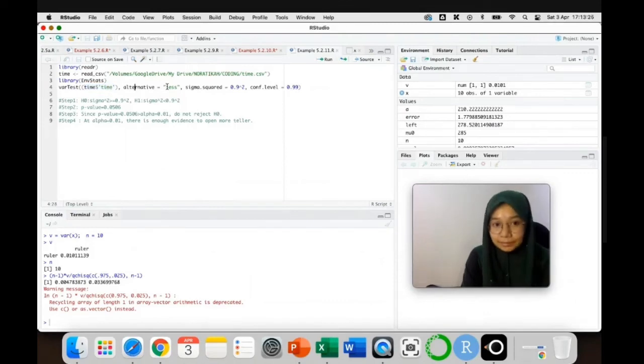Kenapa? Sebab kita punya H1 less than sigma squared. Okay, sigma squared ni adalah kita punya sigma naught square. Tapi tadi dia bagi standard deviation. Tapi dalam coding dia mesti square. So, kita kena letak variance 0.9 square. Confidence level, dia nak alpha 0.01. Jadinya 0.99. So, you put here this one. Then you run it.